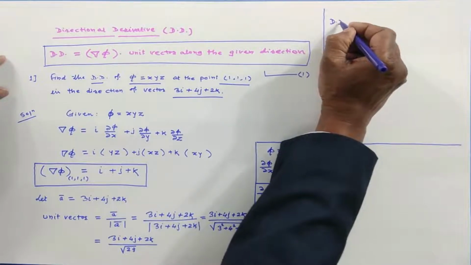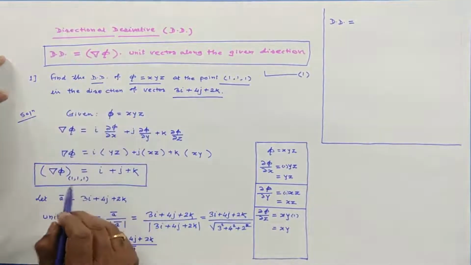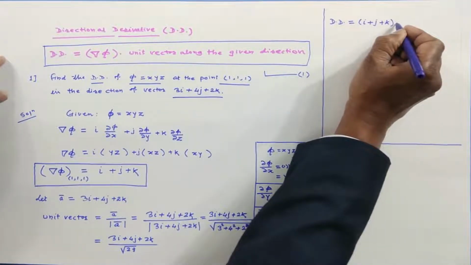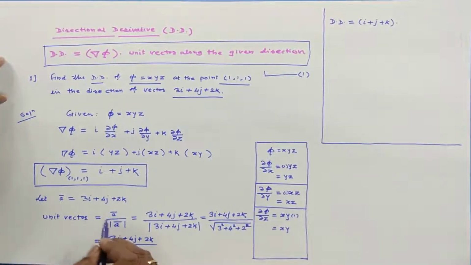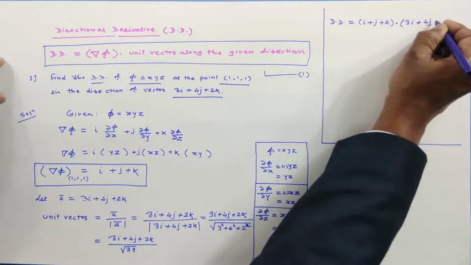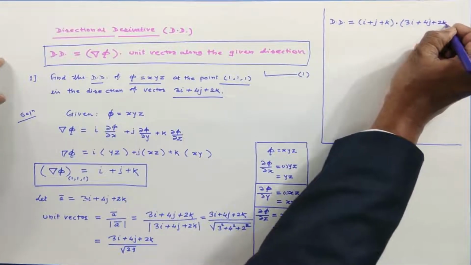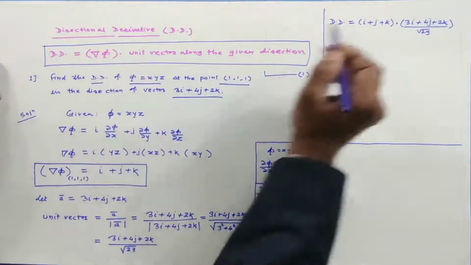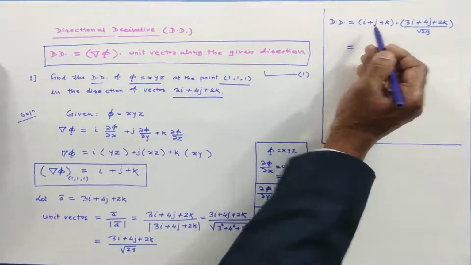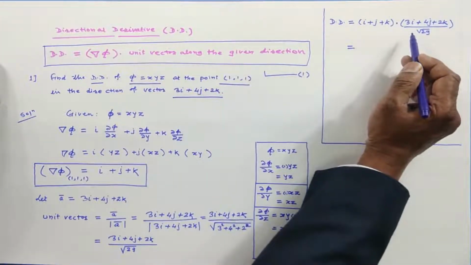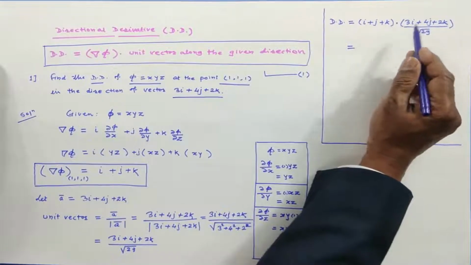Directional derivative is gradient of phi dot unit vector. What is gradient of phi? That is i plus j plus k, dot the unit vector along 3i plus 4j plus 2k, that is 3i plus 4j plus 2k divided by under root of 29. In this formula, I have substituted the value of gradient of phi and the unit vector is this thing. Now it requires taking the dot product of the two.